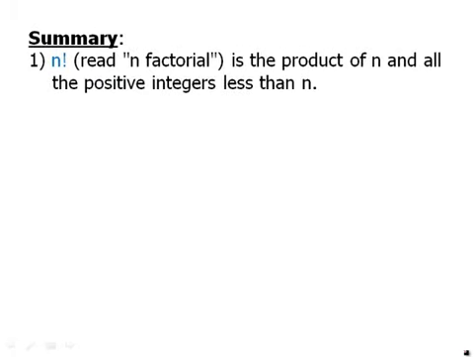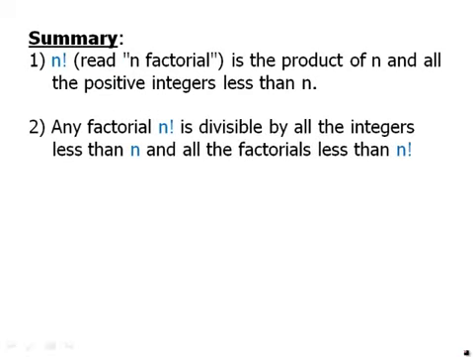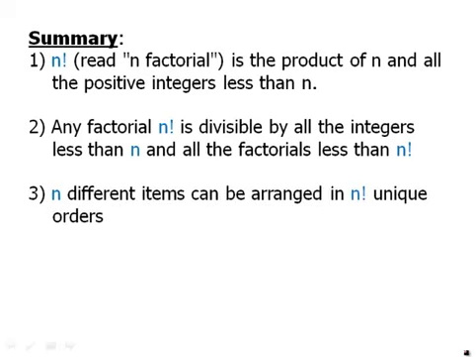In summary, that notation, n followed by an exclamation point, which is read n factorial, is the product of n and all the positive integers less than n. Any factorial is divisible by all the integers less than n and all the factorials less than n. So for example, 30 factorial has to be divisible by every number less than 30. It also has to be divisible by every factorial less than 30. And n different items can be arranged in n factorial unique orders. That's the beginning of the use of the idea of factorials in combinatorics. And again, we're going to be using it quite extensively in the upcoming lessons.